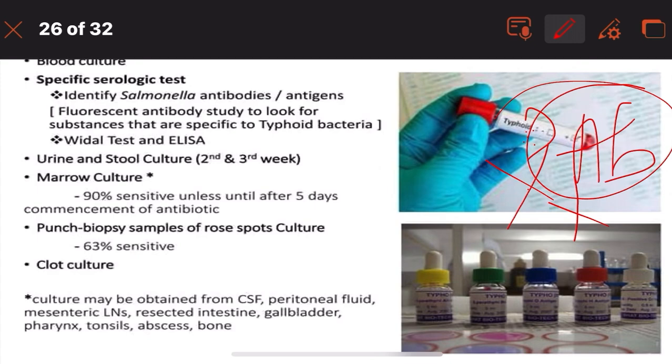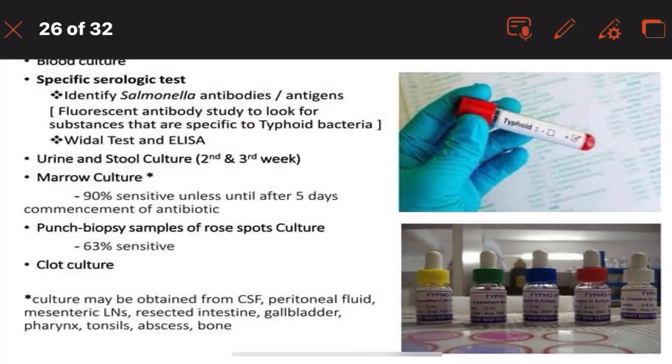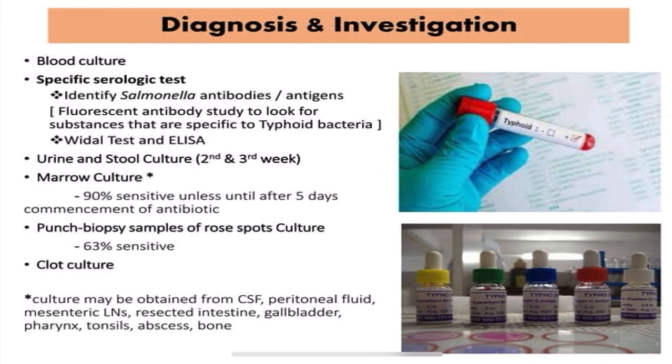Then we will go to the urine and stool culture, which can be performed in the second and third week. The stool culture can be used to identify S. typhi in the fecal samples. So we collect the fecal sample and use it to identify S. typhi. However, the sensitivity is comparatively low. Compared to the blood culture, stool cultures have comparatively low sensitivity, and they may not always be positive during the first week of illness. We need to wait to do the stool culture for the second and third week.